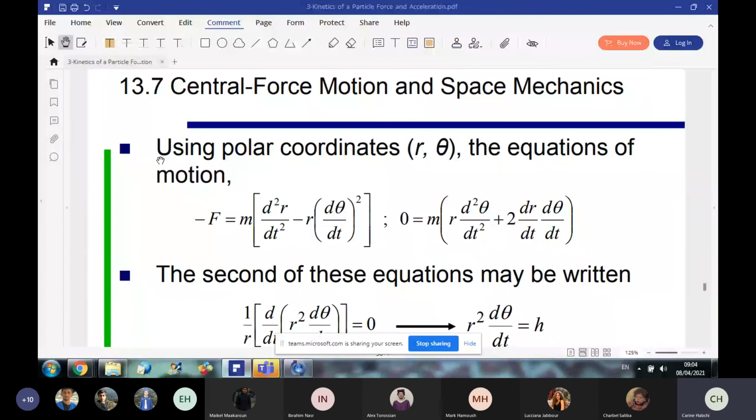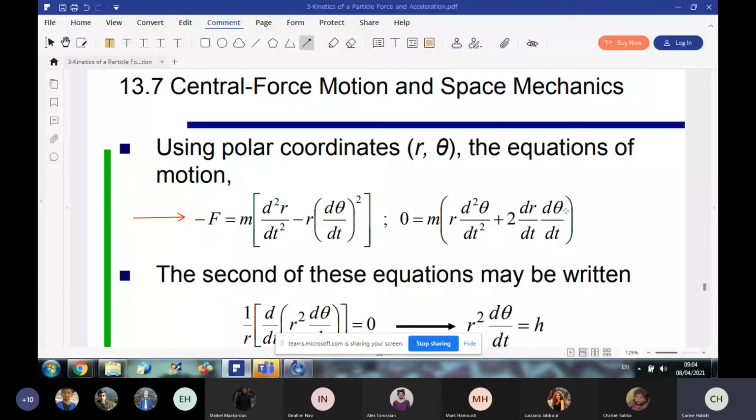So as we said, the first step will be to apply the equations of motion in polar coordinates. This is the first relation along UR. Along UR, I obtain minus F equals M times the second derivative of R with respect to time, that is R double dot minus R theta dot squared. This is the expression of AR. While along U theta, I have that the sum of forces along theta equals 0. So A theta is 0. And A theta is R theta double dot plus 2 R dot theta dot.